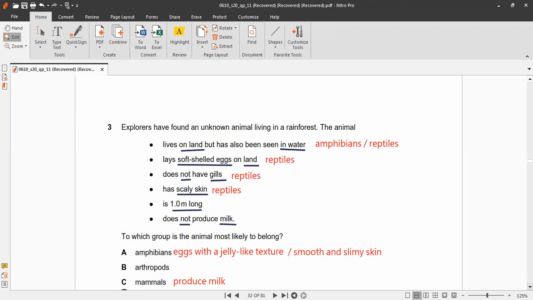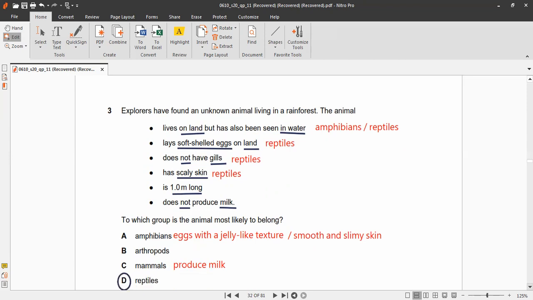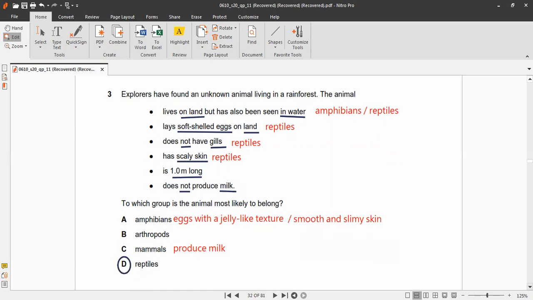Amphibians? No. Because amphibians in some stages have gills and also eggs with a jelly-like texture, not soft-shelled eggs on land, laid in water, and also smooth and slimy skin, not scaly skin. So A is wrong. Arthropods, no. Mammals produce milk, but here it doesn't produce milk. So the correct answer, reptiles. This is information about reptiles.